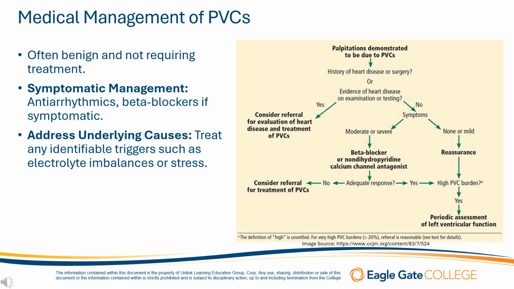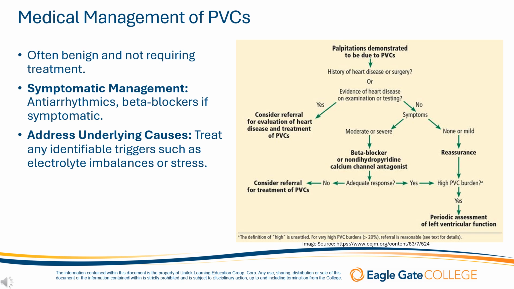These medications help by reducing the heart rate and decreasing the excitability of the heart muscle. Beta blockers can be particularly useful in patients who experience PVCs due to increased sympathetic activity, such as those with stress or anxiety-related triggers. The dosage of beta blockers needs to be carefully titrated to balance symptom relief with the potential for side effects, such as bradycardia or hypotension.